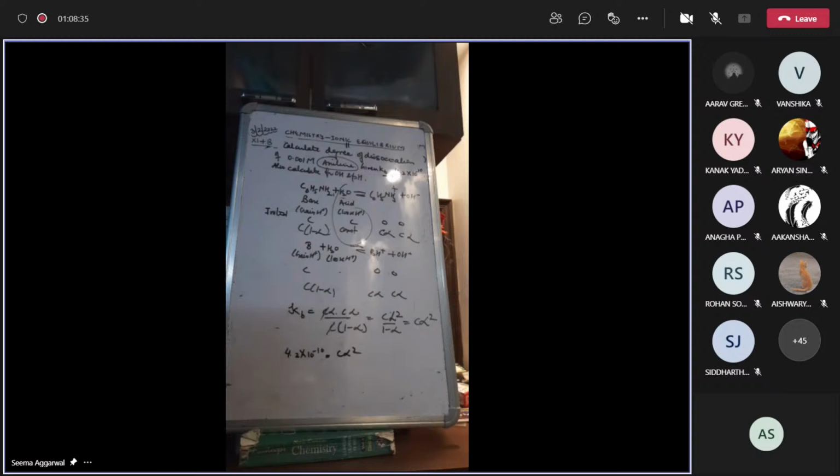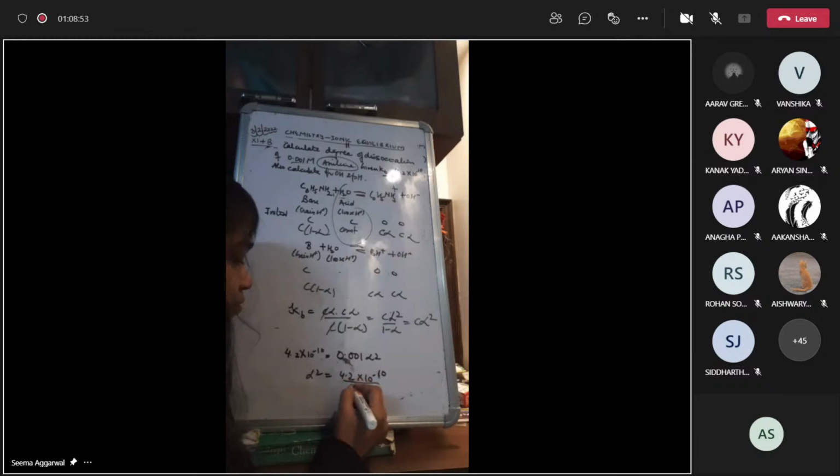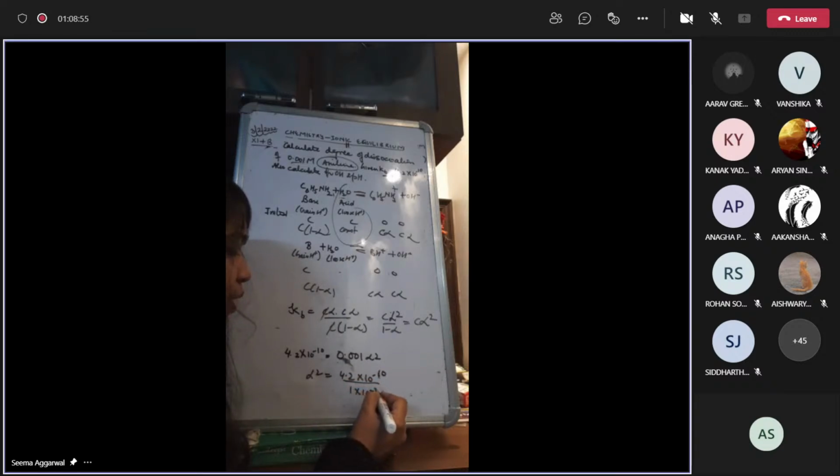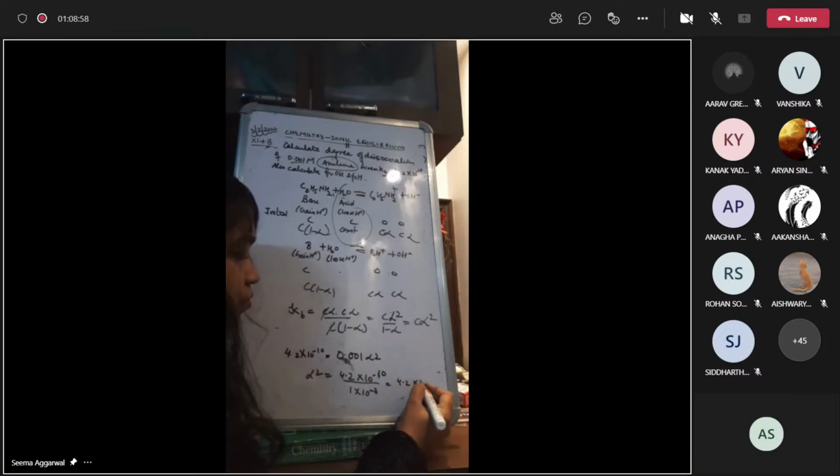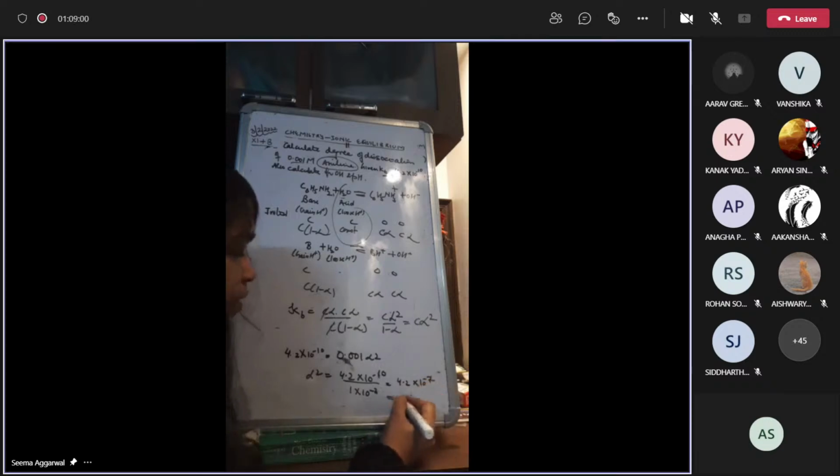Kb is equal to C alpha square. ठीक है. Now what is C? Concentration is given 0.001, means 10 की power minus 3. Okay, let me write 0.001 into alpha square. So alpha square is equal to 4.2 into 10 की power minus 10 upon 1 into 10 की power minus 3. निकालने के लिए और इवन में बना देना इसको. So alpha square is 42 into 10 की power minus 8.